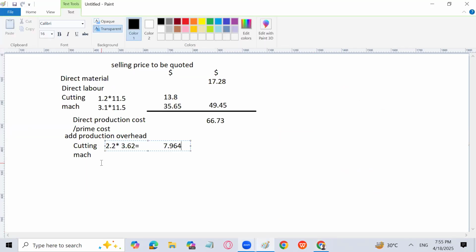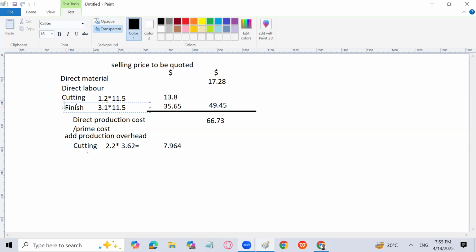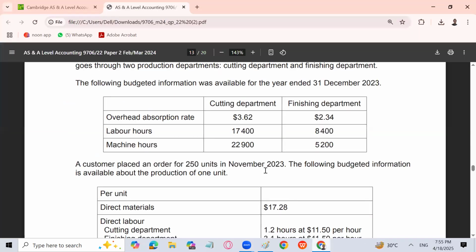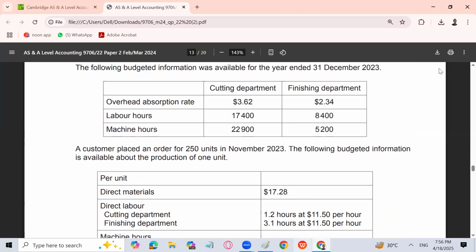Now for the finishing department. I've used the wrong name actually. Let me rub it out so that we can use the right name. Sorry, this is finishing. You can consider that in the finishing department, normally labor is consumed to record the overhead cost, because in finishing we normally don't use machines to that extent. So labor hours are consumed. So the overhead will be charged in the finishing department not according to 1.4, wrong, but according to 3.1. So 3.1 multiplied by 2.34.